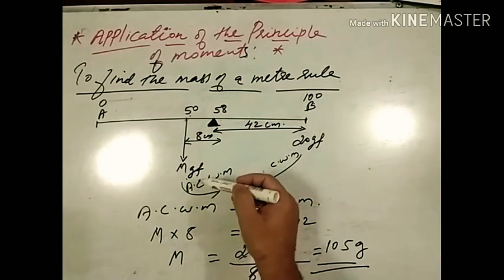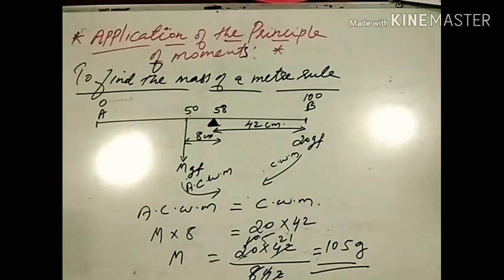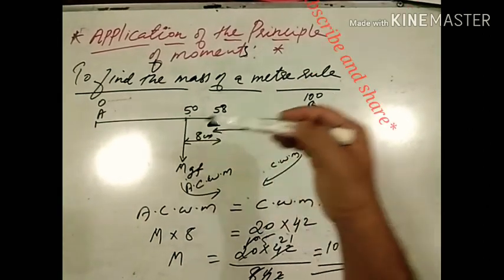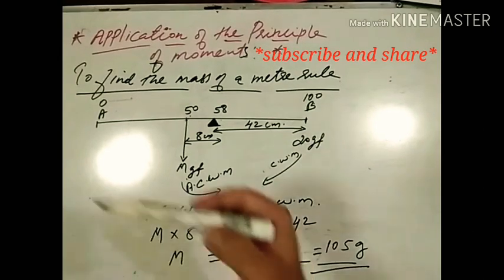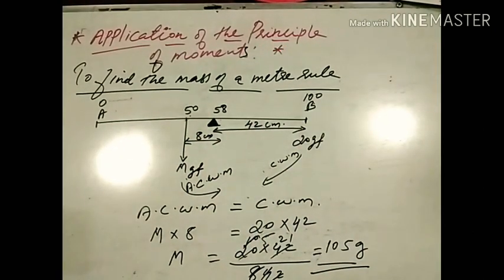What is the value of the unknown mass here? 105 gram. So using one of the applications of principle of moments, we have found out the mass of the meter rule. Is it clear to you? All right.